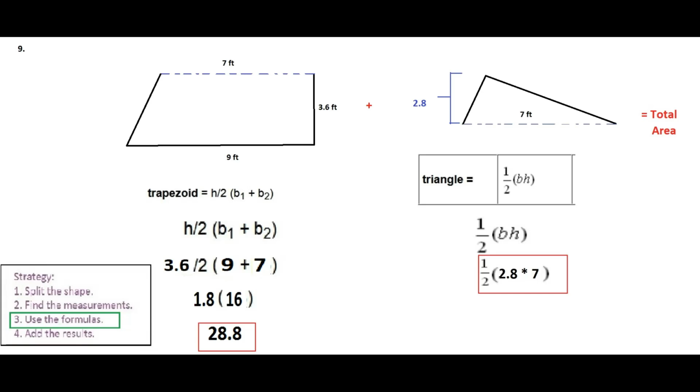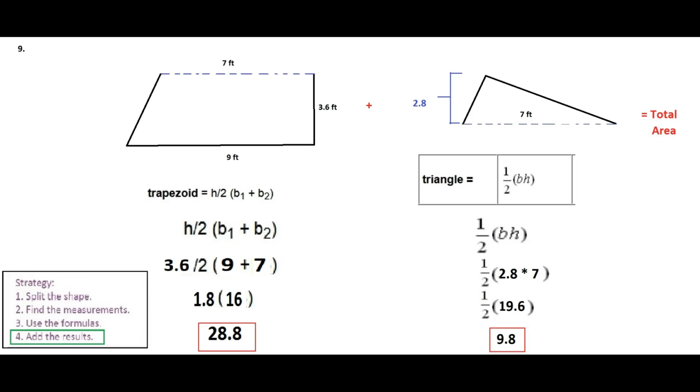Now let's go to the triangle. 1/2 times base times height, and where are we getting our numbers? 1/2 times 2.8, which is our height, and 7, which is our base. All right, so we have 1/2 times 19.6, and then there's 9.8. We put them both together, we get 38.65 feet squared. That's it. That's all you have to do for number 9.